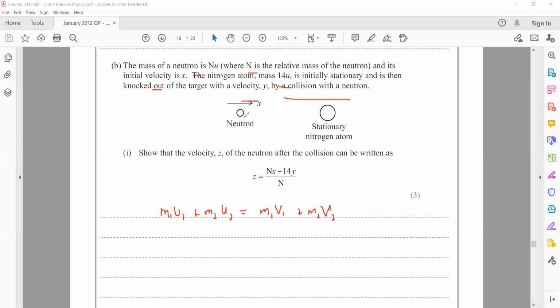So initially, what is the mass of the neutron? The mass of the neutron is given as Nu, and the velocity at which it is moving is x. u is like a unit, the atomic mass unit, plus the mass of the nitrogen, what is it? It's 14u. But initially in the question they mention it is stationary. So if it is stationary, its initial velocity is 0.